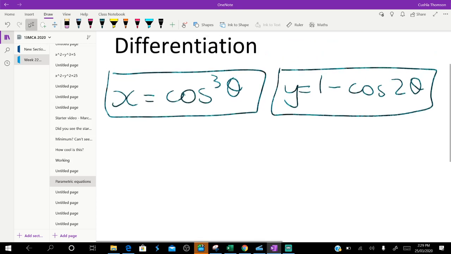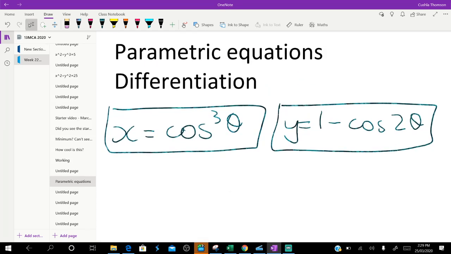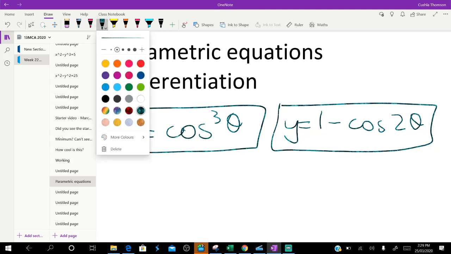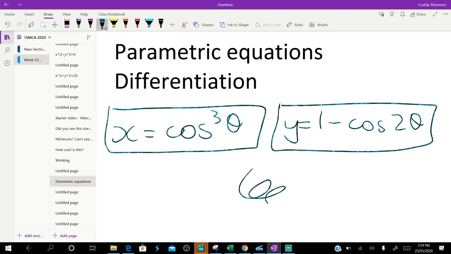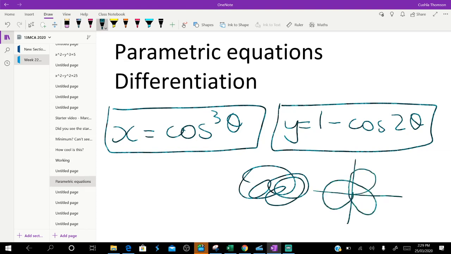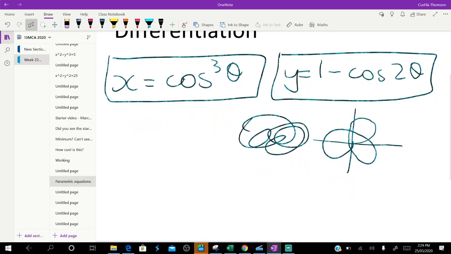But typically a parametric question goes like this. You're given x equals something and you're given y equals something, right? And the classic first step is that you have to find the gradient. So we know that this is going to trace out some shape, right? So where's my pen gone? Oh, my pen stopped working. Well, there we are, pen's working. So we're going to trace out some shape. Maybe it looks like that. We have no clue, right? And we need to be able to find the gradient at any point on the curve. So the first thing I want you to do with this curve is to find dy by dx.